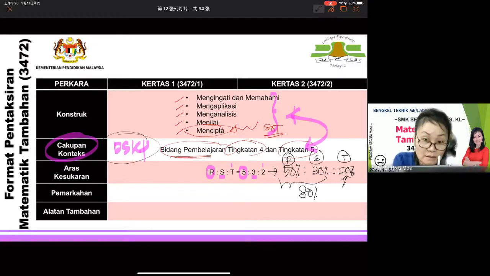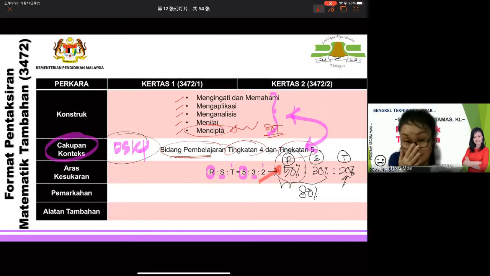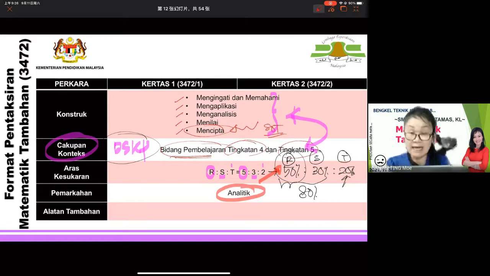Okay? Because the question, see this one? And remember, for the low level, it can be based on concept. I'll show you the question later. And the marking scheme, what is this? Analytic. What is analytic? The showing of working. We have to analyze, and we examine your working.